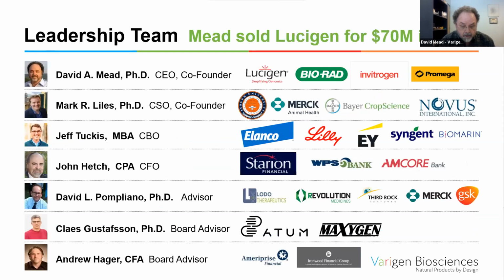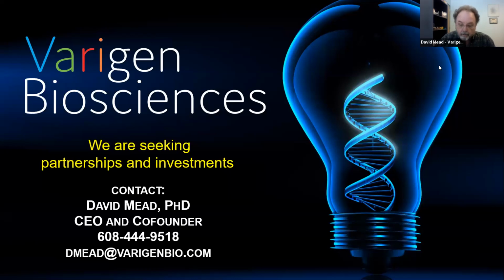Dr. Mead sold his previous company, Lucigen, for $70 million 3 years ago. Our leadership board has deep scientific, drug discovery, and business expertise, and all of the leaders are entrepreneurs, most of whom have started and run or invested in biotech companies. I thank you for your attention, and here's my contact information. If you'd like to follow up with any issues, I'd be happy to talk to you.